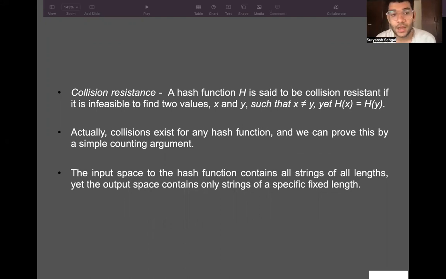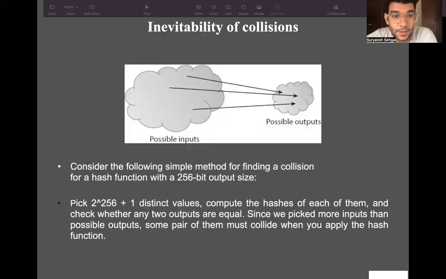H(Y). Actually, collisions exist for any hash function, and we can prove this by a simple counting argument. The input space to the hash function contains all strings of all lengths, yet the output space contains only strings of a specific fixed length. This means that the input space is very large compared to the output space.